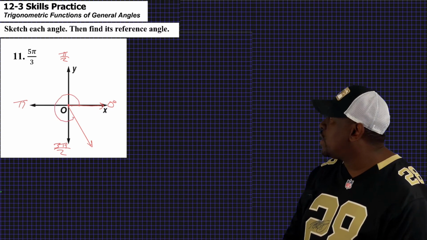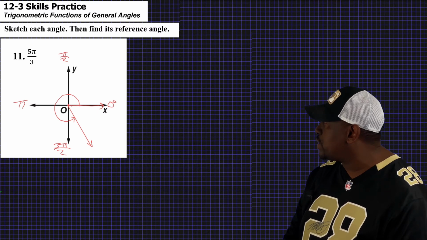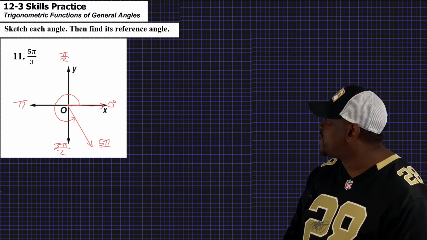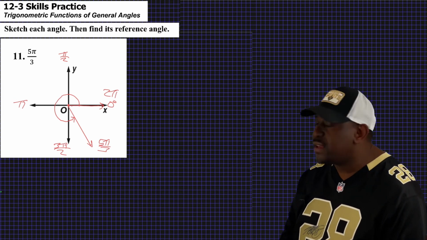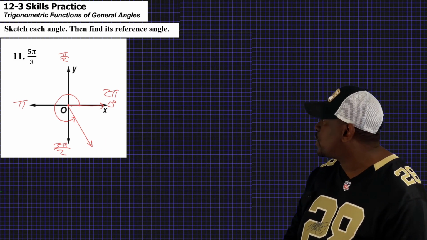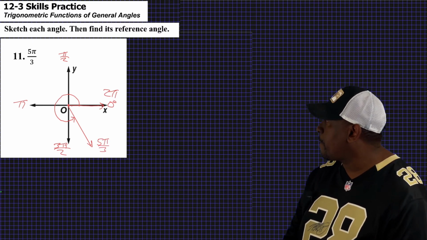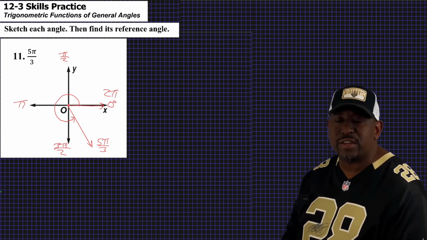5 pi over 3 is between 3 pi over 2 and 2 pi. It's about a third of the way, so we draw a figure. The terminal side is 0. We rotate counterclockwise to the location of 5 pi over 3. And so that's indicated there. Now we have to find the reference angle.